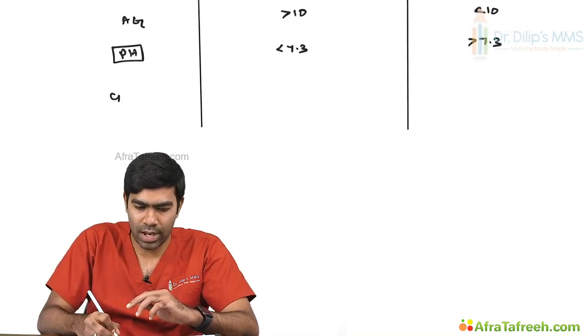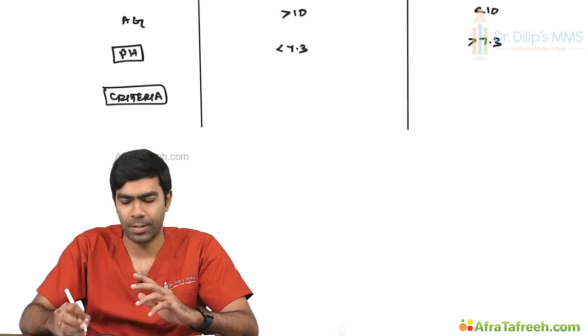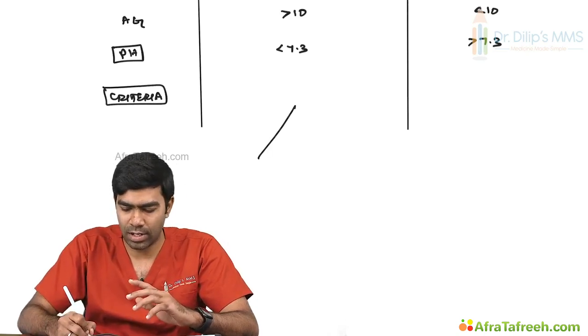So finally, we have the diagnostic criteria to tell whether it's DKA or HHS. To tell it's DKA, you need a triad.